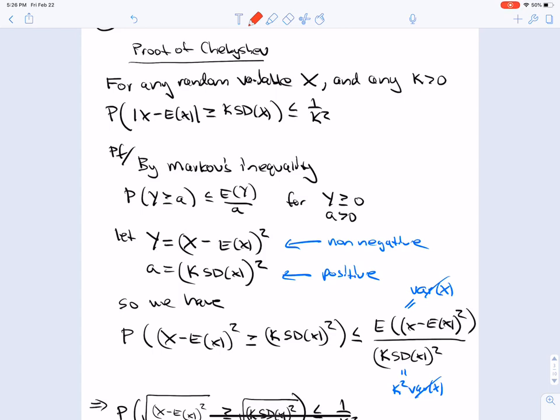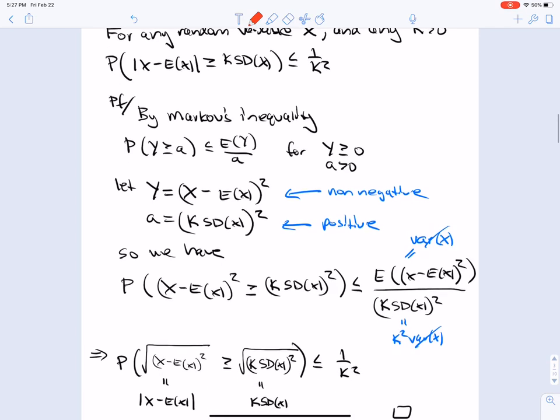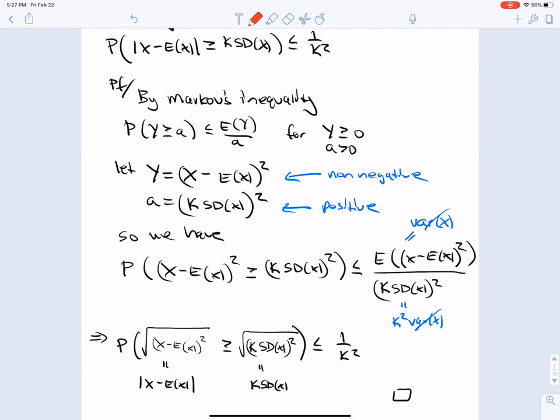And so by Markov's inequality, we get that this probability is less than or equal to the expectation of Y, which is the expectation of X minus expectation of X, quantity squared, which is just the variance of X by definition. And the denominator is k SD X squared, which is k squared variance of X. So the variance of X cancels, yahoo, and you get 1 over k squared, so we're almost there.